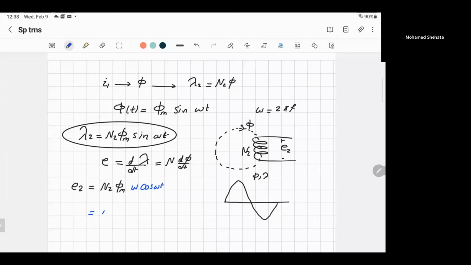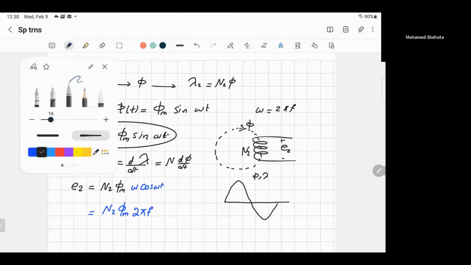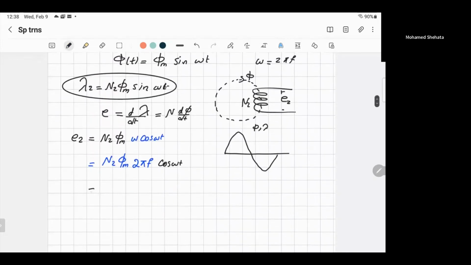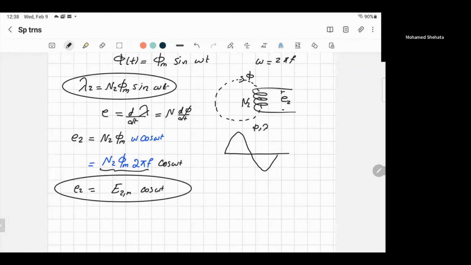So you can say that E2 is equal to N2 phi m omega. Let's make it more detailed: N2, phi maximum, and omega is equal to 2 pi f, and here you have the cosine omega t. Let's say that the whole value is the maximum value of the voltage. Just call it E2 maximum, all this value. So it will be E2 maximum cosine omega t. That's the voltage produced, or induced, in the coil on the secondary side. It has a maximum value and changes with cosine.